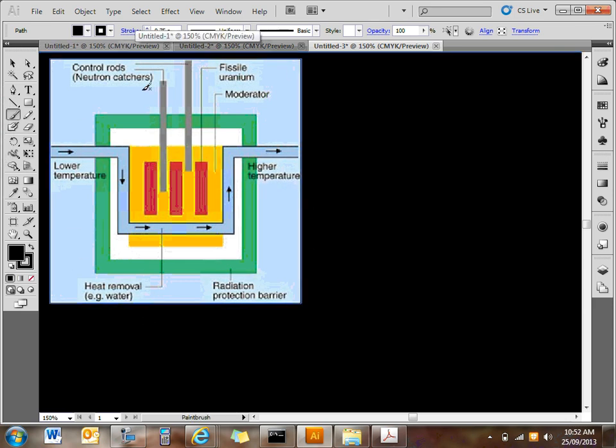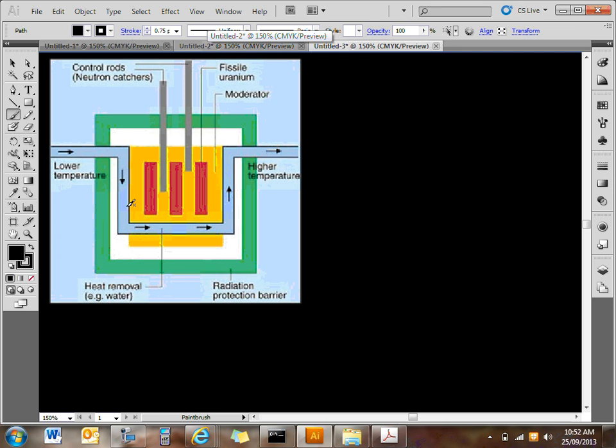Now, we have control rods, and we'll talk about those in a second. They've put them as neutron catchers. This is our fissile uranium, so this is the fuel, essentially. Minimum 3% uranium-235, still a lot of uranium-238, and that percentage is important. If we put weapons-grade uranium in here at 85%, we fire a neutron into it, we've got a bomb, okay, so no good.